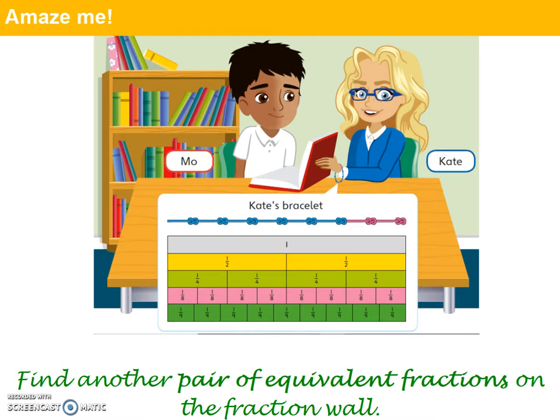So let's pause the video there and let's think about these two questions. Question 1a, you're being asked: 3/4 of Kate's bracelet is blue. What other fraction on the fraction wall is equivalent to 3/4? And question 1b, you're asked to find another pair of equivalent fractions on the fraction wall. Could there be more than a pair? Are there any more? So pause the video and come and join me when you're ready so we can review the strategy you've been using.